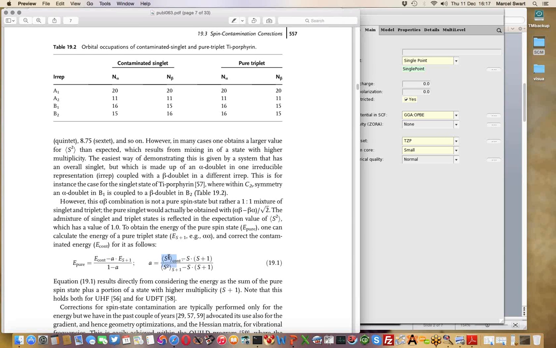So the S squared value indicates how much your spin state is pure or not. And actually you can use this because you know for the next higher spin state what the expectation value should be. For a triplet you will get an S squared of 2. In this case, if you have this contaminated singlet, you get an S squared value of 1. So basically you have a 50-50 mixture of a singlet and triplet in your contaminated singlet.